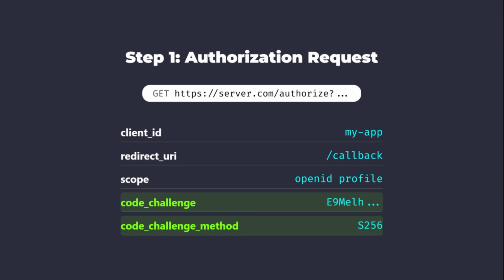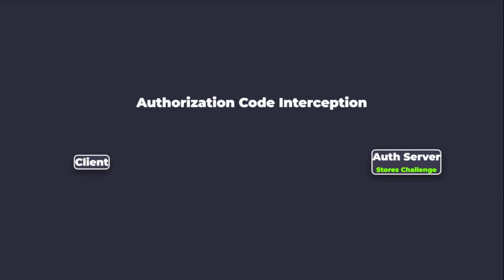hashing was used. The authorization server receives this request and stores the code challenge alongside the pending authorization session. It does not yet validate the challenge. It simply records it for later comparison. After the user successfully authenticates and grants consent, the authorization server issues the authorization code. This code is returned to the client via the specified redirect URI, typically as a query parameter.